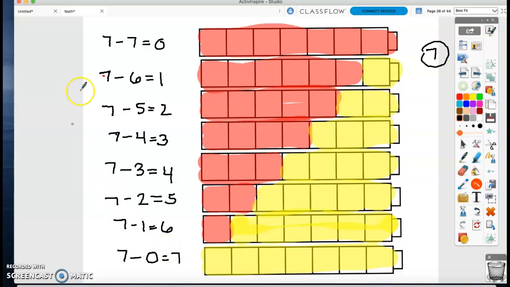And let's notice the pattern. When you go down, let's look at these numbers. They all start the same because we're taking apart the number 7. And look at what happened in this column: 7, 6, 5, 4, 3, 2, 1, 0. It went down by 1. And let's look at the last column: 0, 1, 2, 3, 4, 5, 6, 7. It went up by 1.